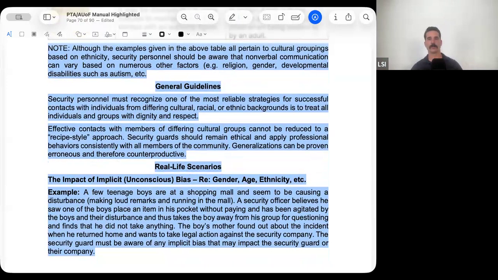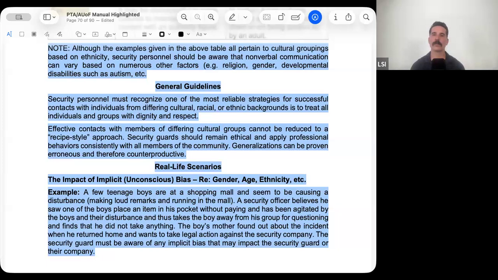cultural, racial, or ethnic backgrounds is to treat all individuals and groups with dignity and respect. Effective contacts with members of differing cultural groups cannot be reduced to a recipe style approach. Security guards should remain ethical and apply professional behaviors consistently with all members of the community. Generalizations can be proven erroneous and therefore counterproductive.